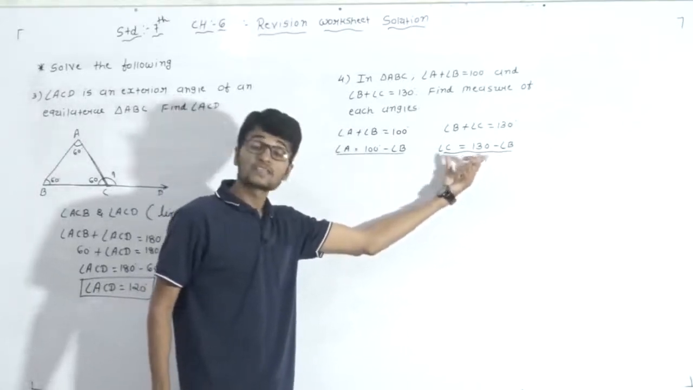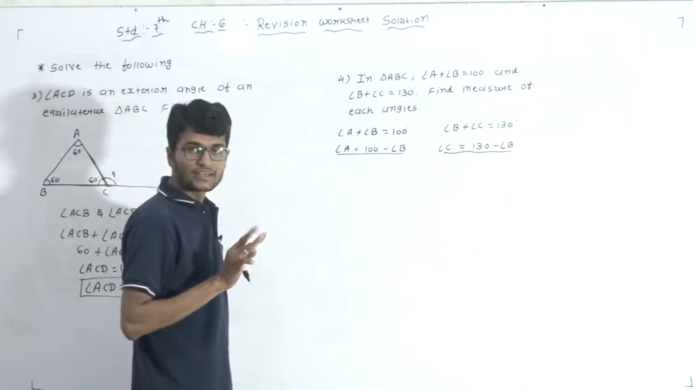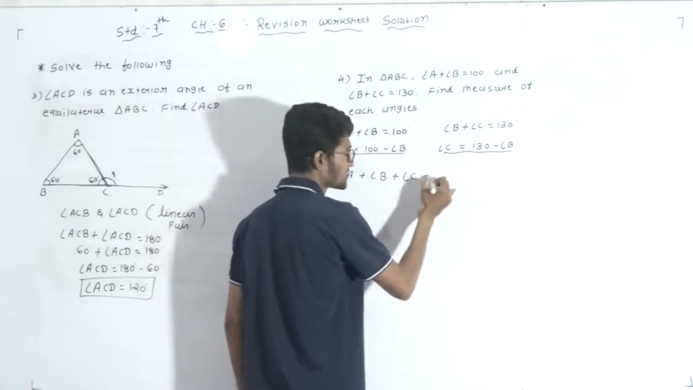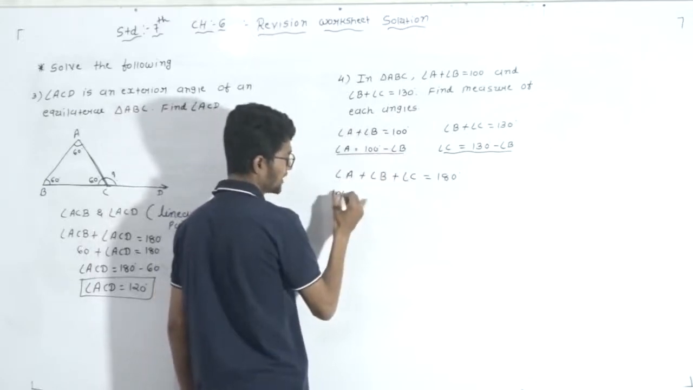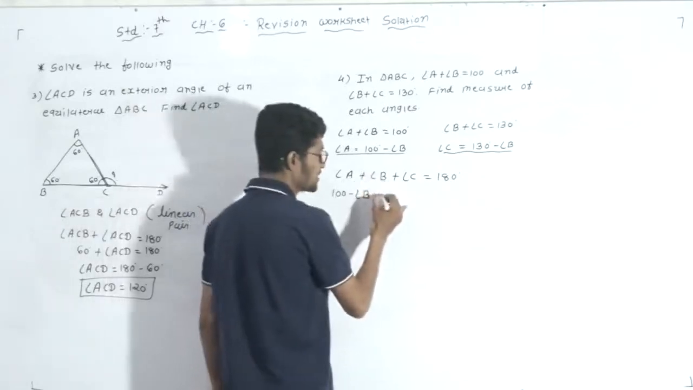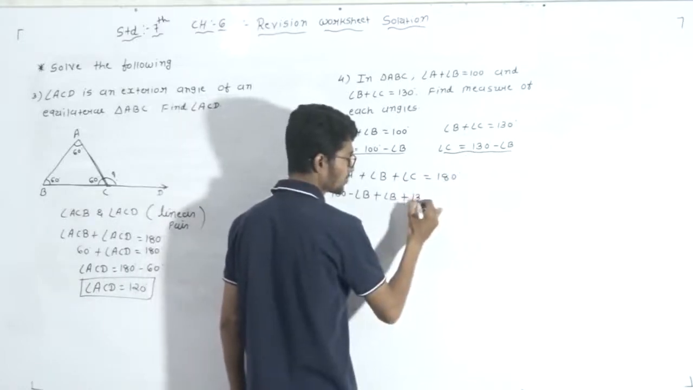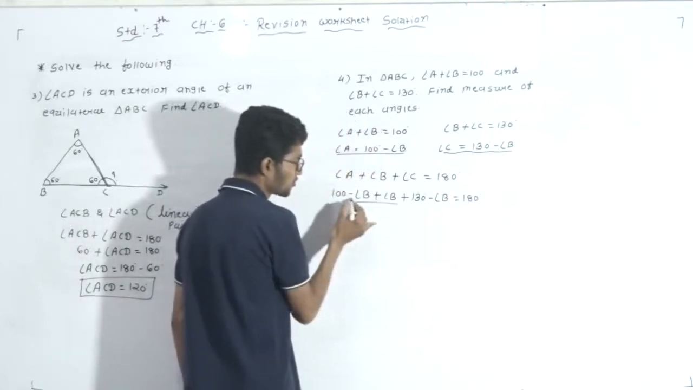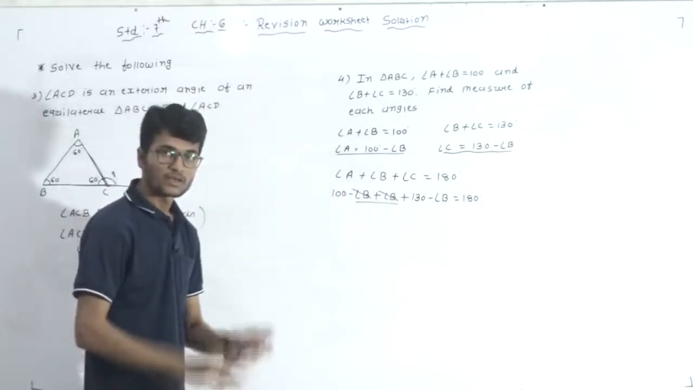This one is our angle A. This one is our angle C. Now angle B, don't worry. The addition of three angles is equal to 180 in any triangle. Write down: angle A plus angle B plus angle C is equal to 180. Now angle A is 100 minus angle B, angle B is as it is, and angle C is 130 minus angle B, equal to 180. Now in these, one is minus and one is plus, so the minus and plus cancel. Okay? Understand?